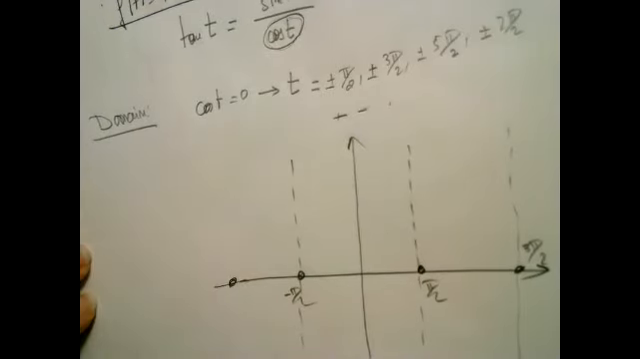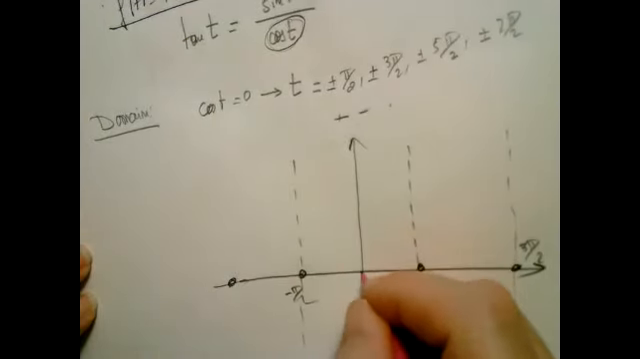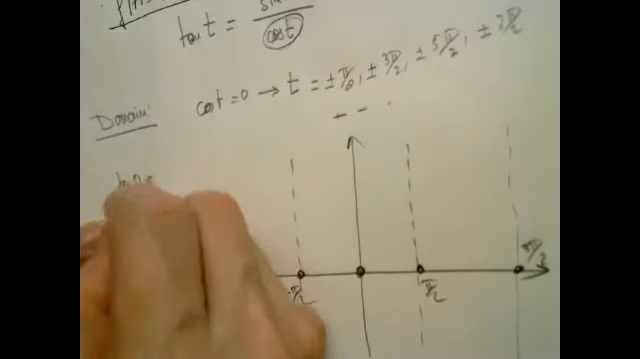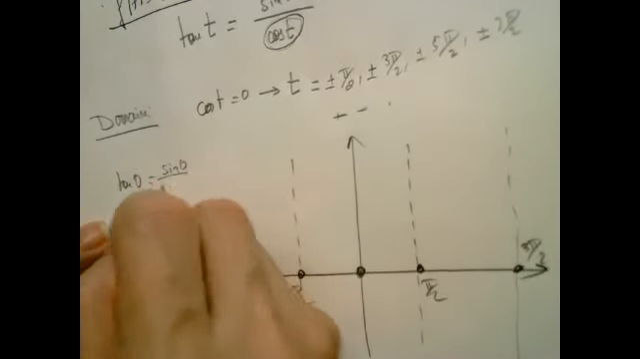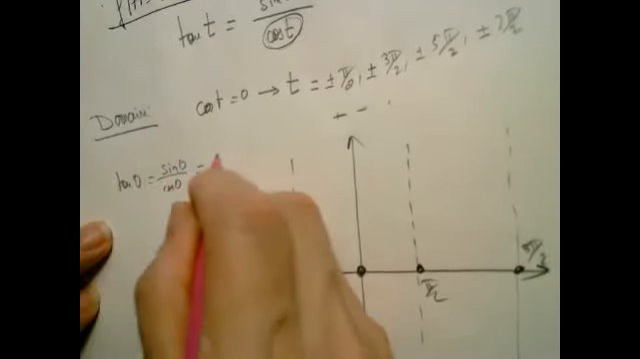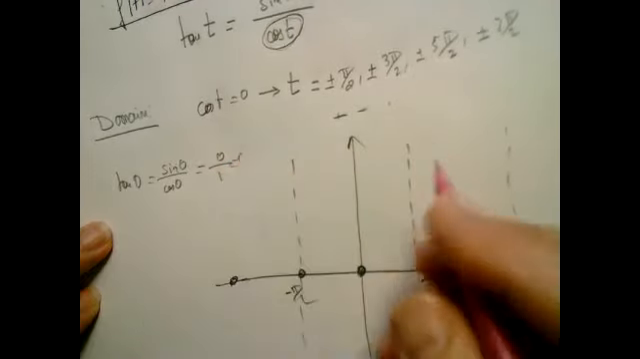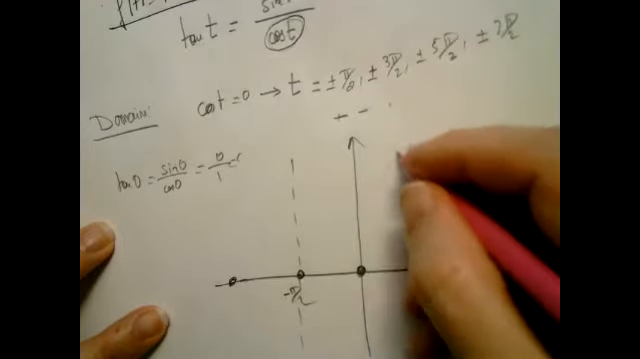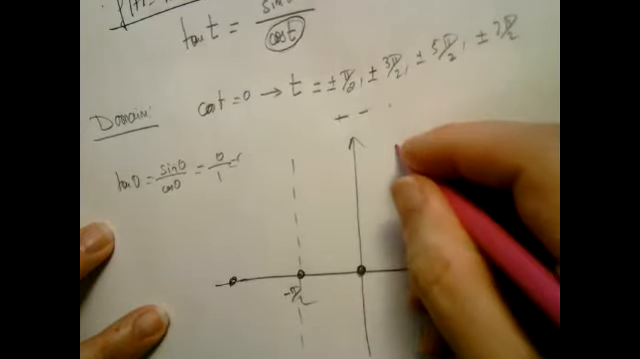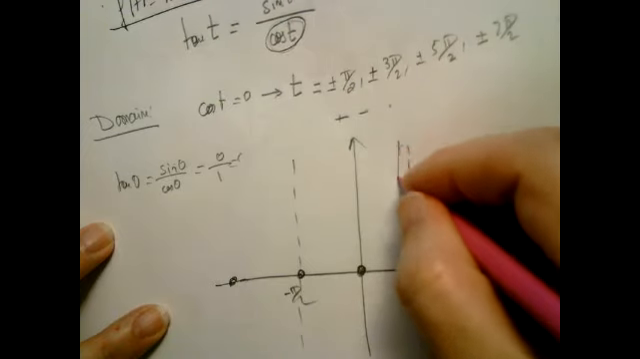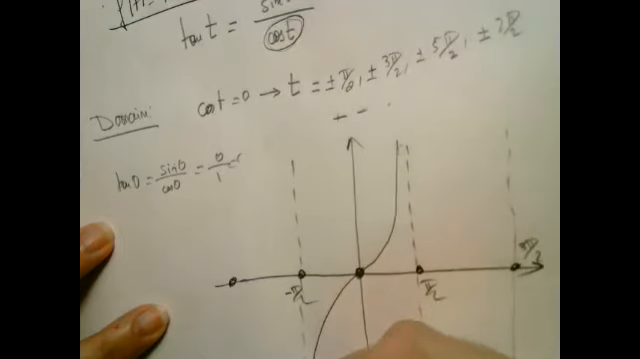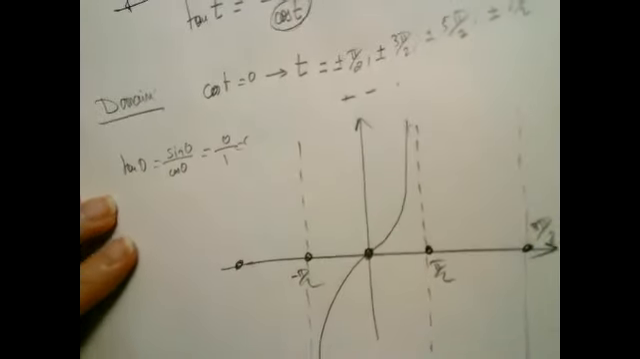And now how it looks. I'll just draw it. It looks like this. At 0, tangent 0 is the sine over the cosine. Sine 0 is 0 over 1, it's 0. And the way it works, based on the definition again, it's going to go like that. It's almost an asymptote. And this one is between minus pi over 2 and pi over 2.